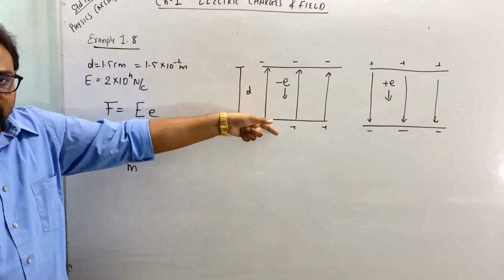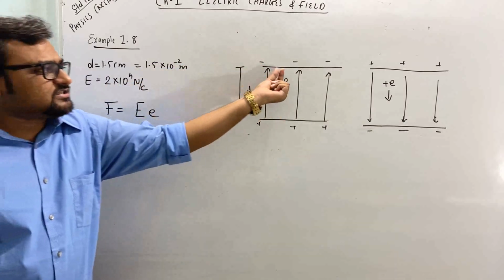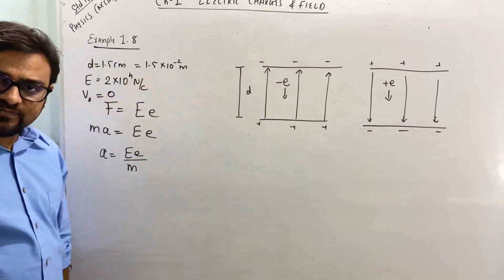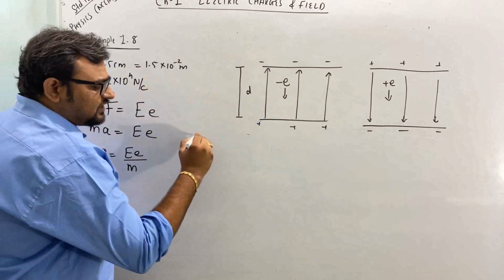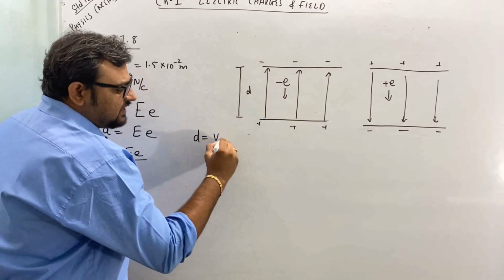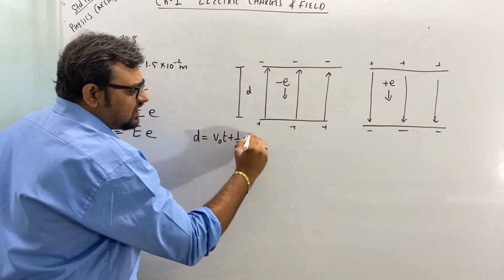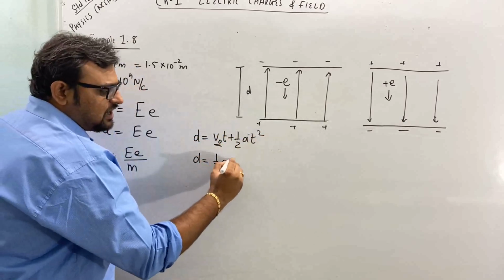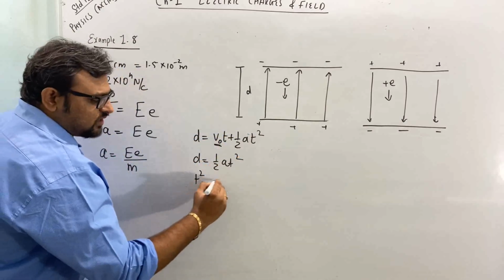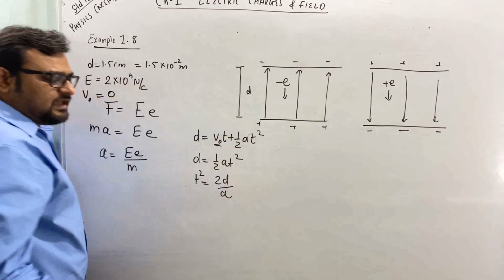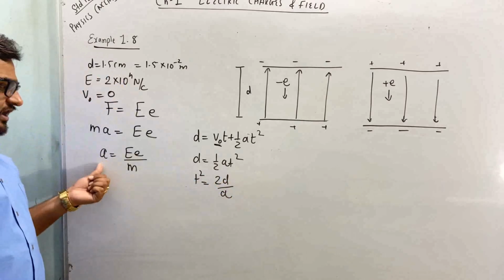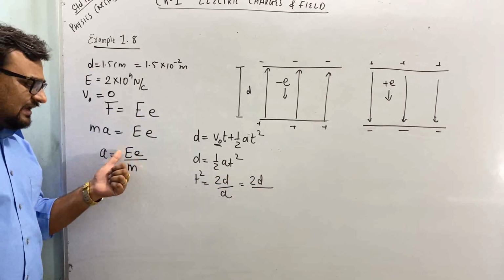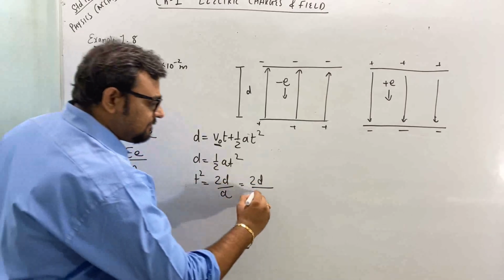Now, the time taken, we'll use the equations of kinematics. The time taken for the electron to fall. Initially it was stationary, so the initial velocity v0 is 0. Clear? So for the time taken we will use the formula for distance: d equals v0 t plus half a t square. As v0 is 0, it will be half a t square. So t square equals 2d by a. We have already found the formula for a. So this will be equal to 2d, and instead of a, I can write e by m.